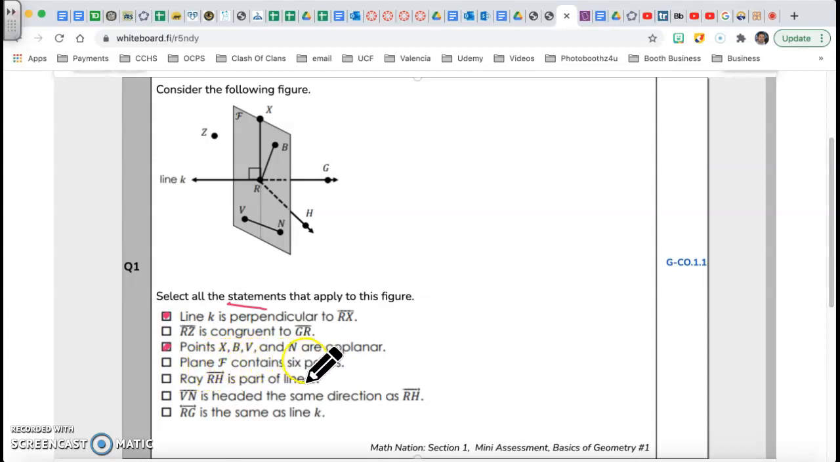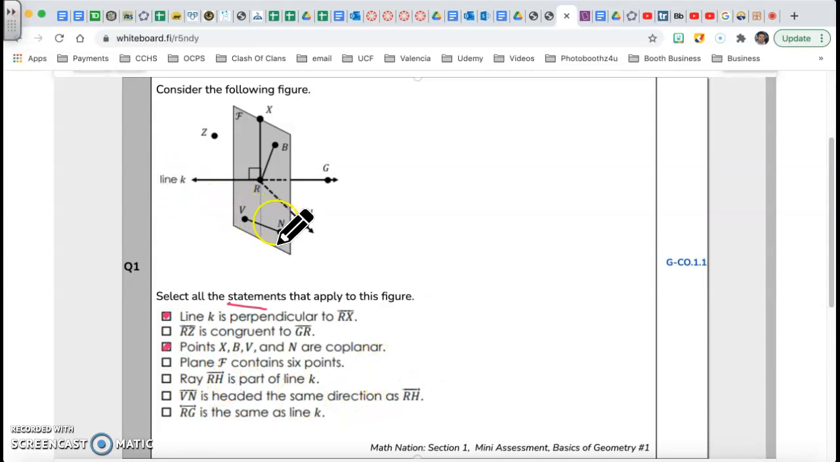RH is part of line K. RH is right in the middle. H is down here. Is it part of line K? Line K is here. It goes through the plane. Definitely not. It's not part of the plane, right? Wrong.